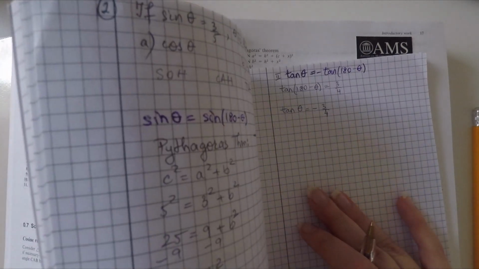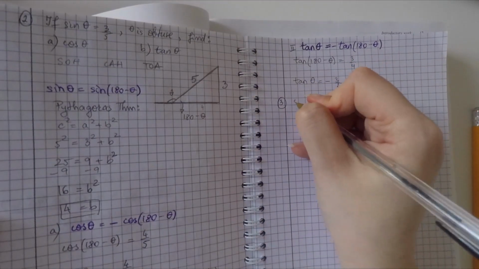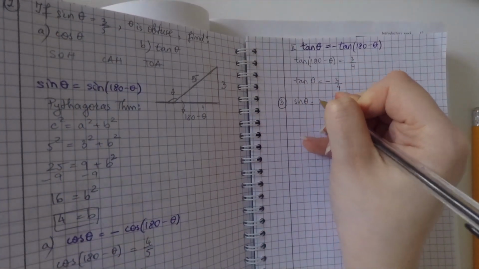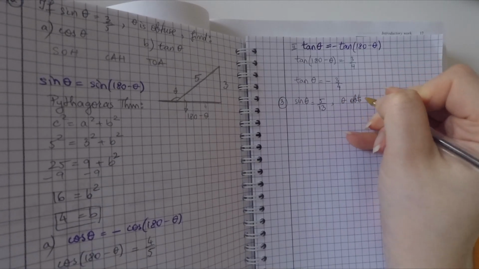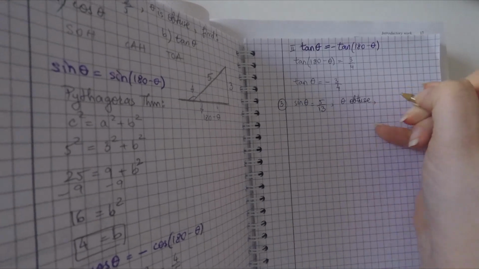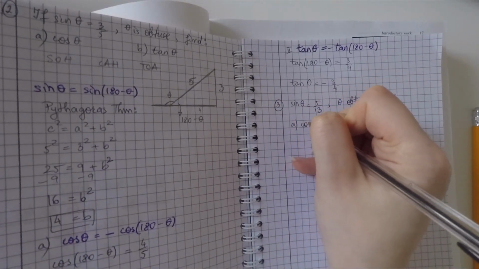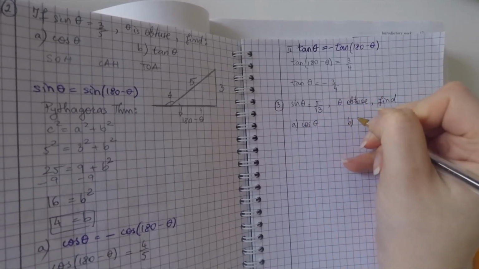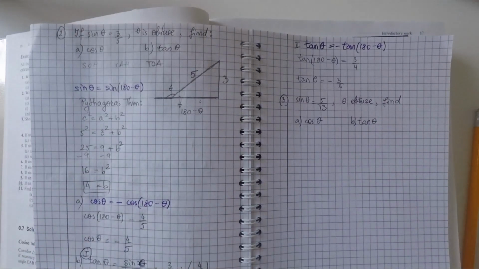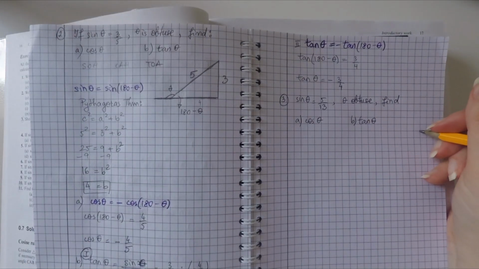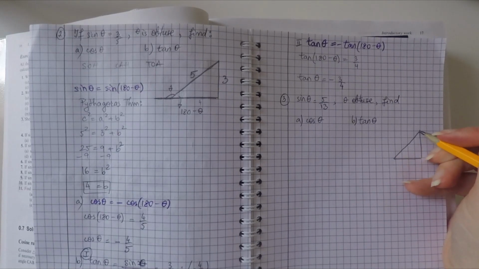Anyway, third question. I've got the same idea. So I've got sine of theta as 5/13 this time. I still have theta obtuse, and I need to find cosine of theta and tan of theta. I'm going to do exactly the same. Lovely drawing. I'm going to make the drawing a little bit smaller.